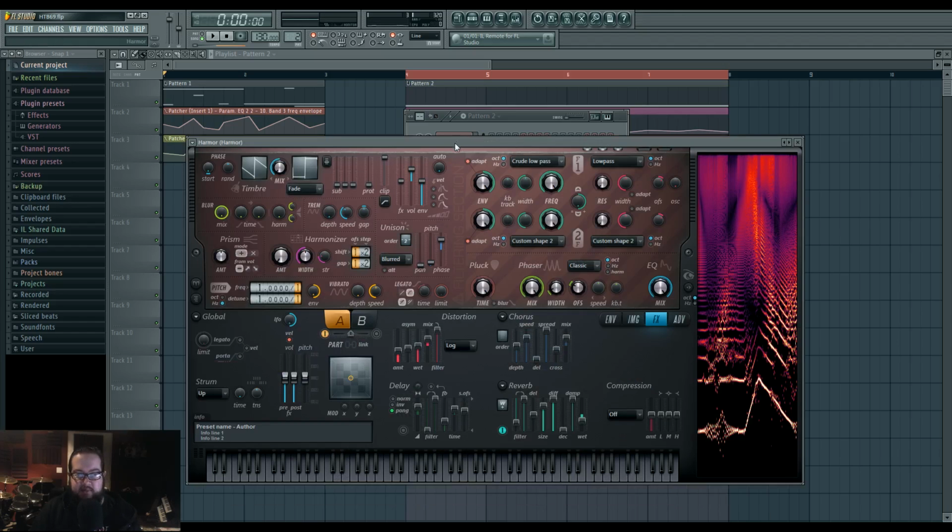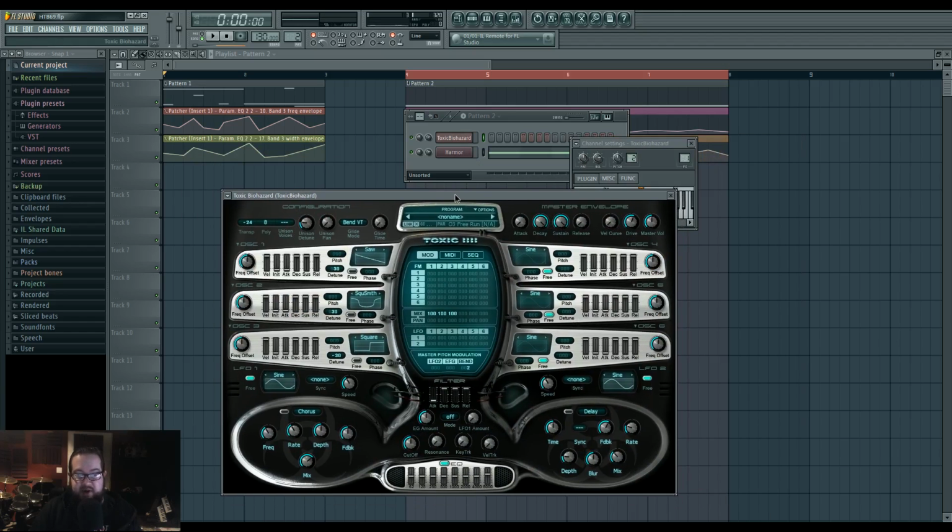So, toxic biohazard. Why did I use this to make a really, really basic Reese? Sauce, smooth square, and square. Well, this was suggested to me by Audica, and the reason that they had chosen to do this is because they wanted to make a bandpass Reese that still had higher frequency definition, as I mentioned in the earlier video.